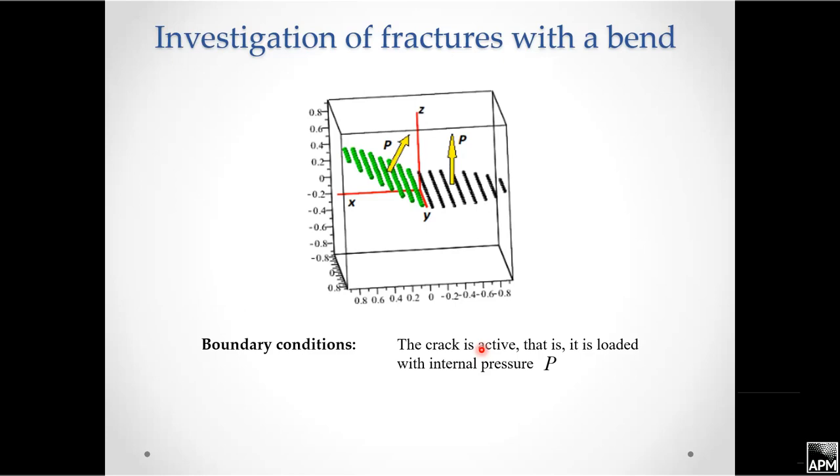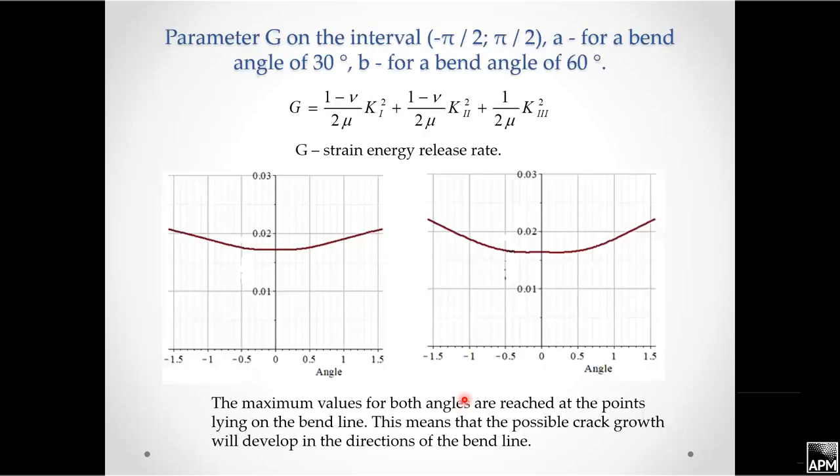After verification, calculations were carried out for a fracture with a band. Active and passive cracks were studied. In this slide, it's an active crack, where the boundary conditions were loaded with internal pressure. The parameter was investigated for two different band angles, and it can be seen that the maximum value of the parameter G is reached on the band line, which means that with such parameters, the crack will grow along the band line.